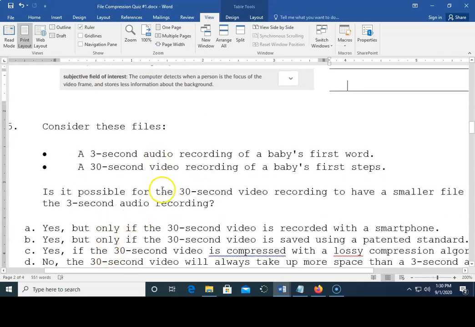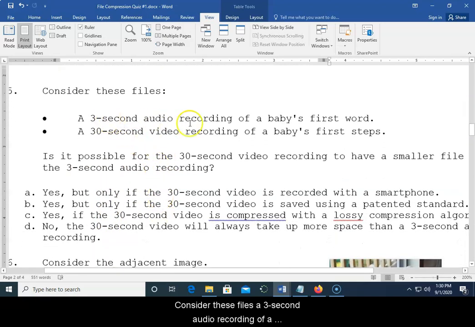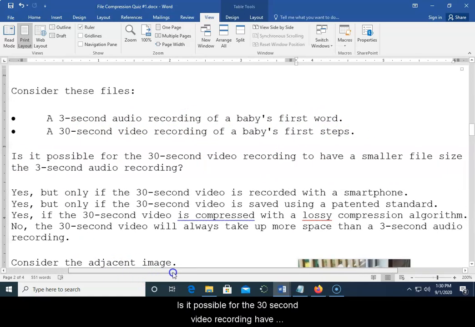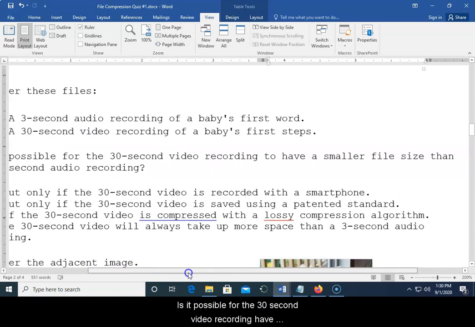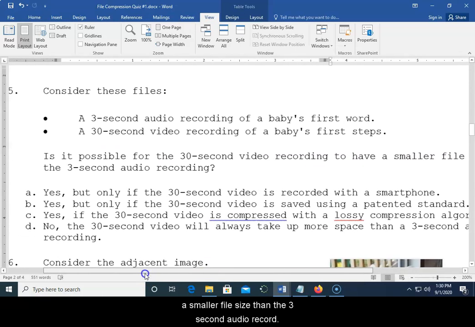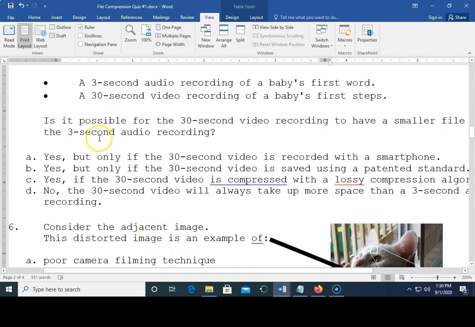3, consider these files: a 3-second audio recording of a baby's first word, a 30-second recording of a baby's first steps. Is it possible for the 30-second video recording to have a smaller file size than the 3-second audio recording? A, yes, but only if the 30-second video is recorded with a smartphone. B, yes, but only if the 30-second video is saved using a patented standard.